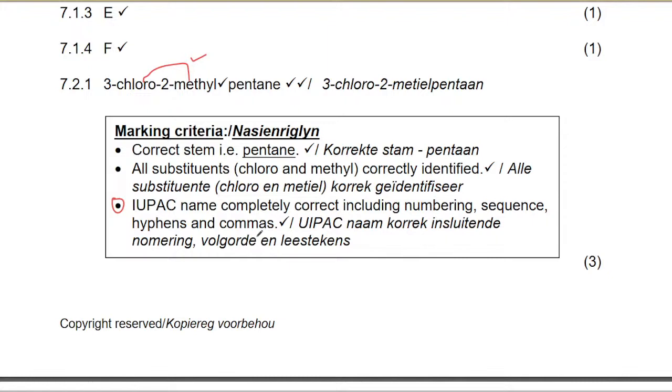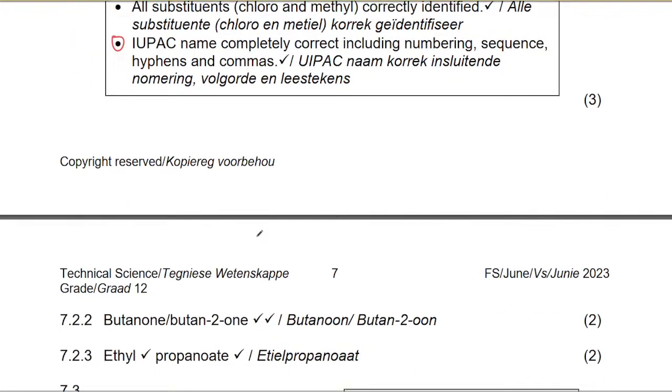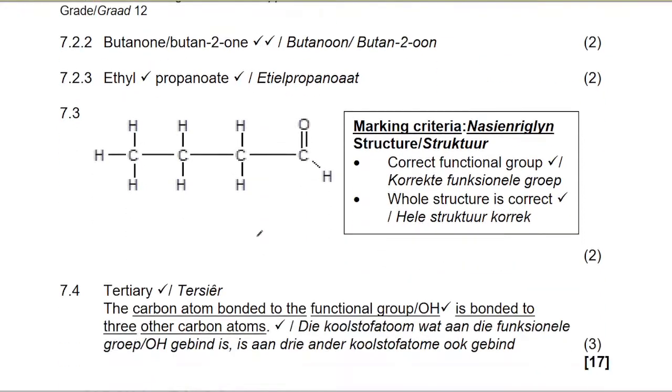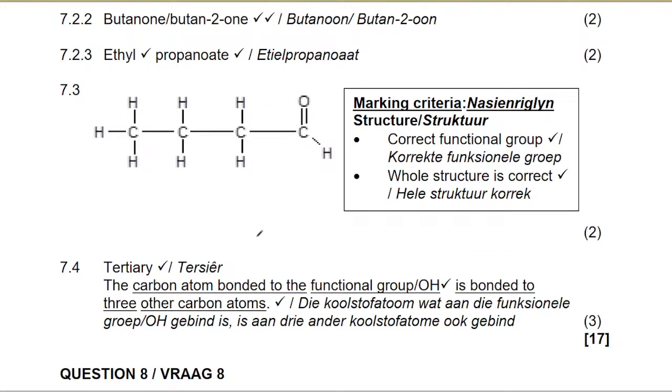And then we can move on to question 7.2.2. Write down the IUPAC name for the following compound, compound E. The name of compound E, butanone or butan-2-one, is 2 marks. And then C will be that ester we were referring to, which is ethyl propanoate. So ethyl is 1 mark, propanoate is also 1 mark.